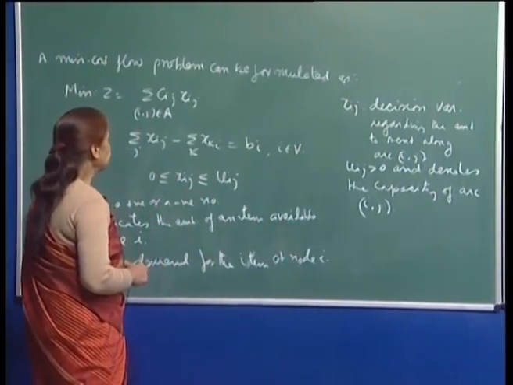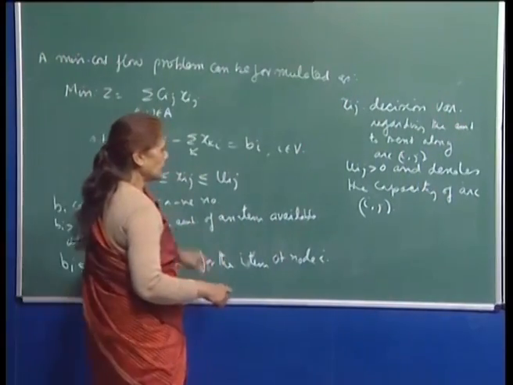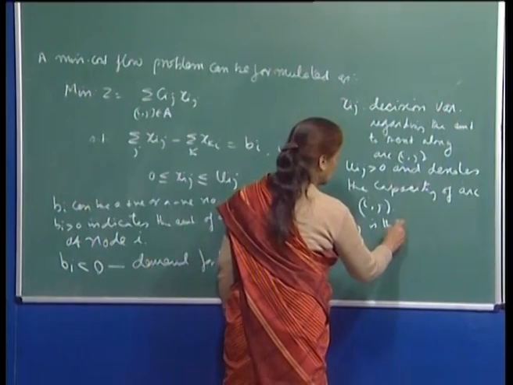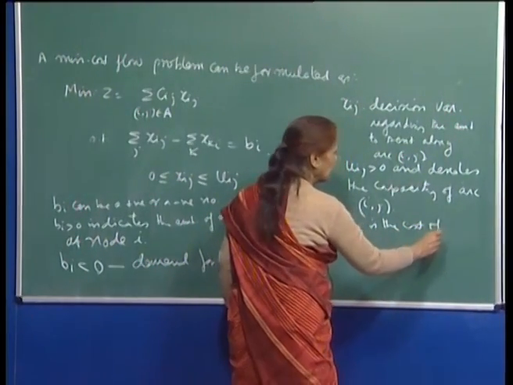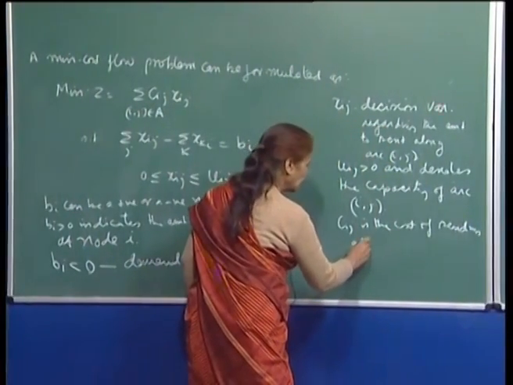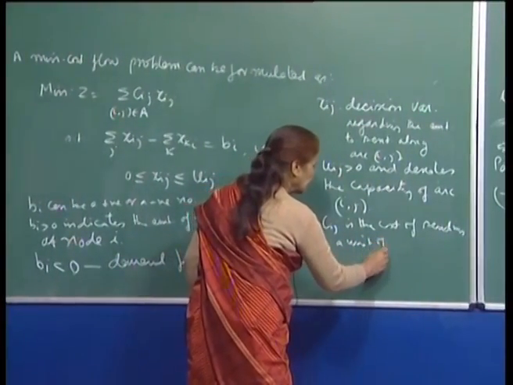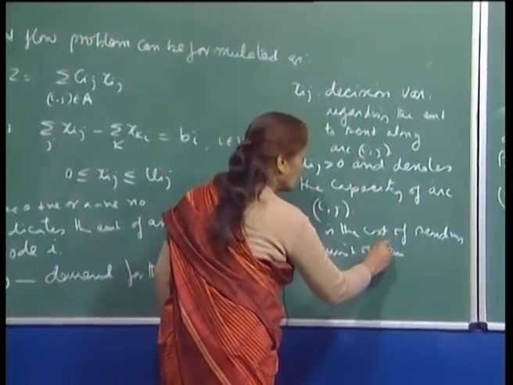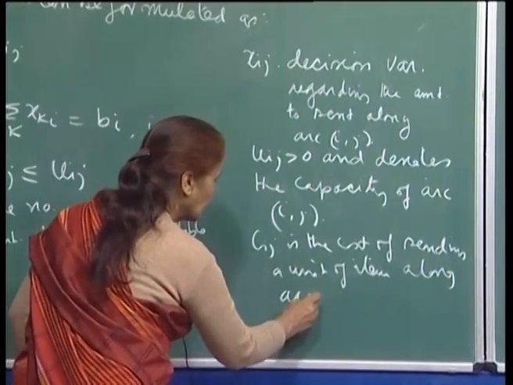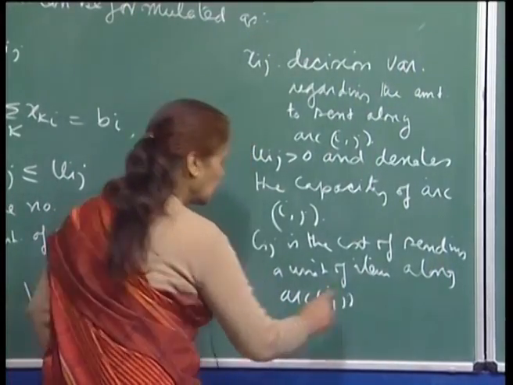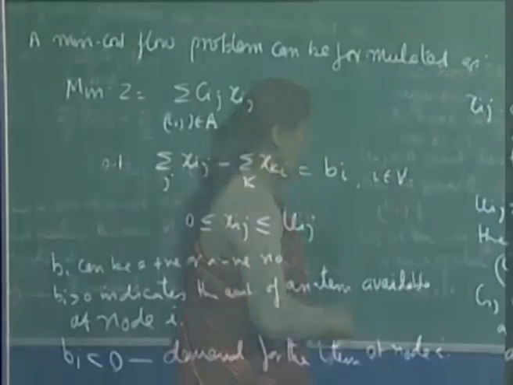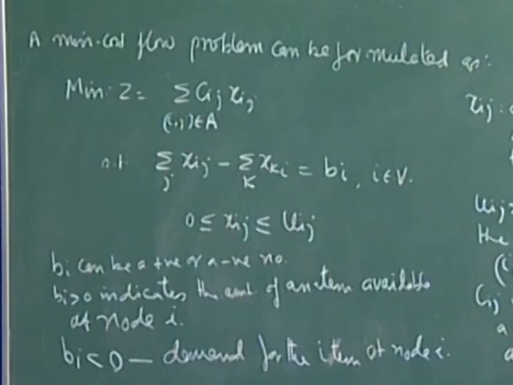Fine. Then Cij, of course, is the cost. So, Cij is the cost of sending a unit of item along arc ij. Finally, these are your flow conservation constraints.